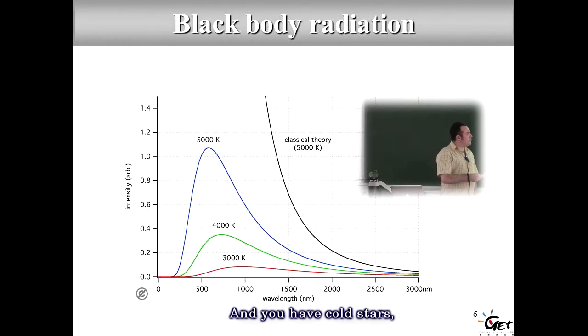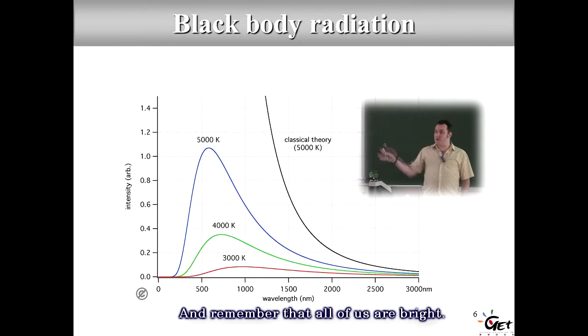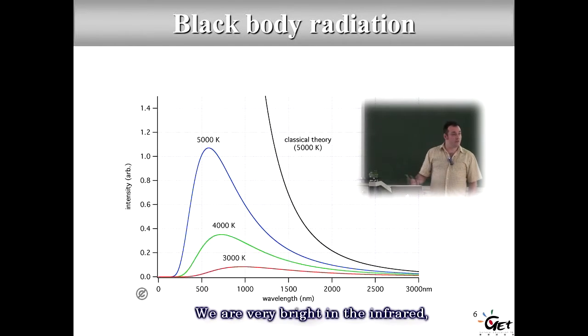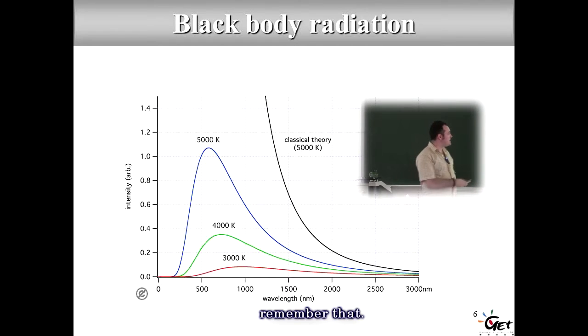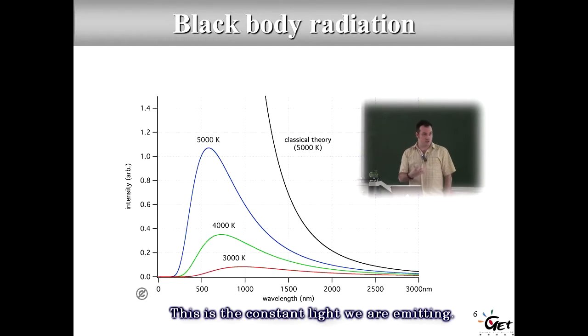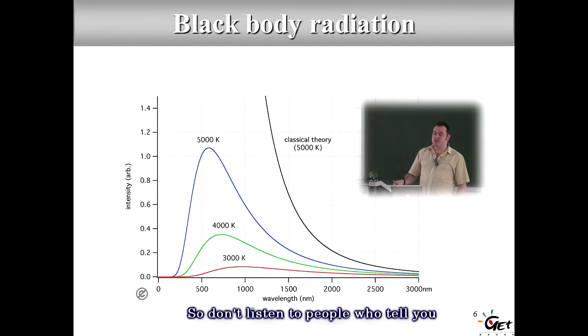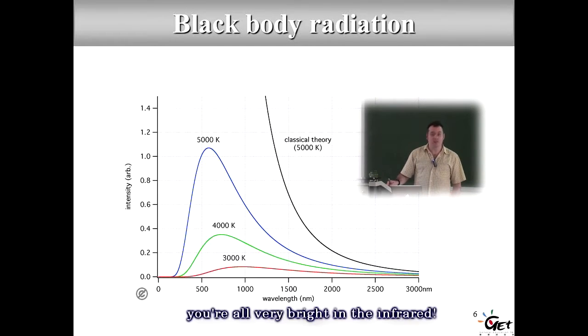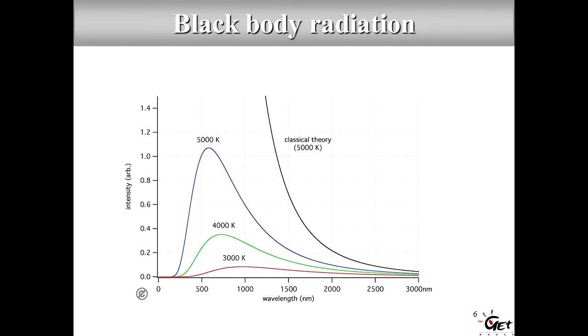And you have cold stars, for instance, at 3000 K. And remember that all of us are bright. We are very bright in infrared. Remember that, around 300 Kelvin. This is the constant light we are emitting. So don't listen to people who are telling you that you're not bright. You're all very bright in the infrared.